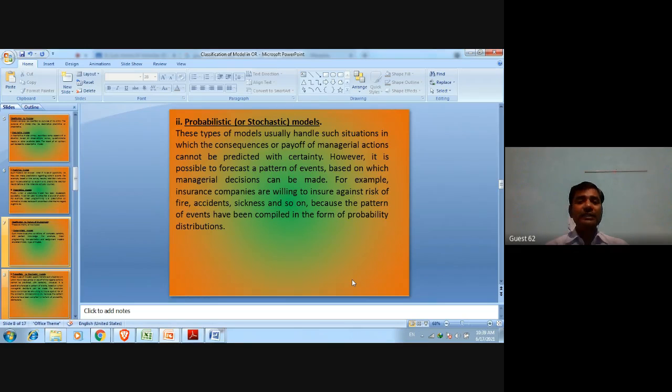So these are some models which are used in organizations for making decisions. These probabilistic models are used where there are chances of doubt, or where there is any possibility or probability. So these are called probabilistic models.